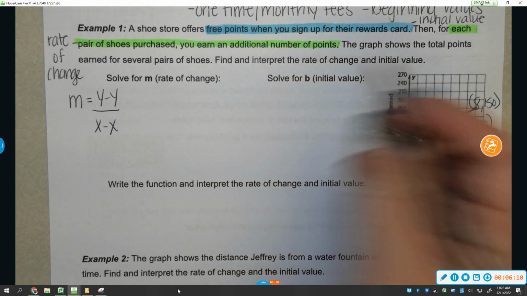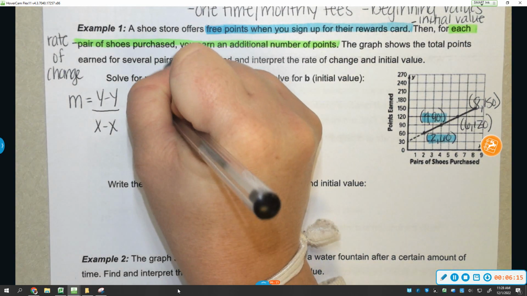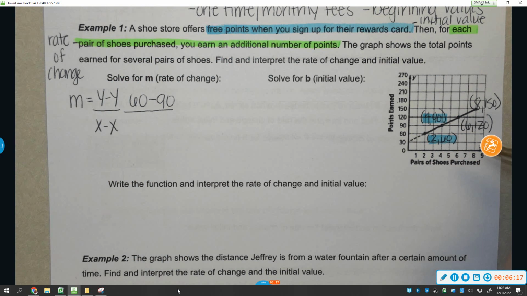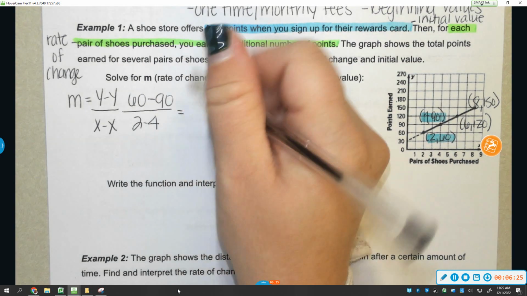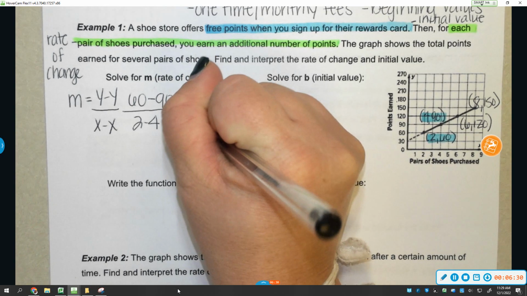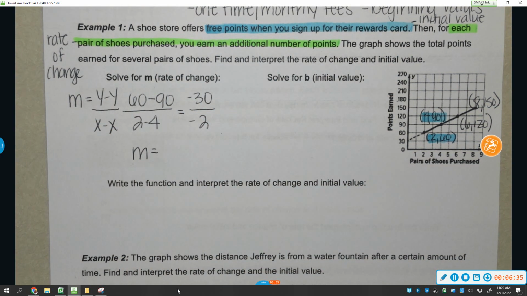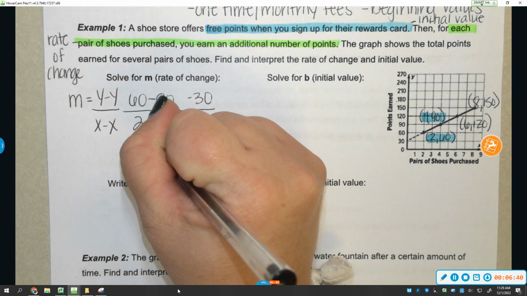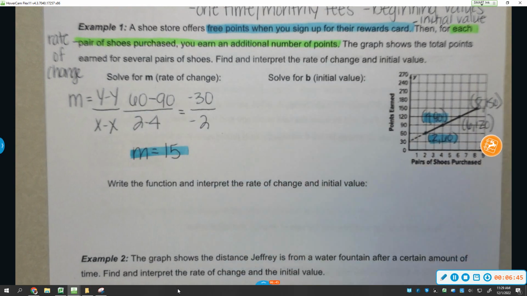So y is 60 minus 90 over x, 2 minus 4. So 60 minus 90 is negative 30. 2 minus 4 is negative 2. When I simplify that, who can tell me what is negative 30 over a negative 2? What does that simplify to? 15. Very good. So we have solved one part of our function. We have our m.